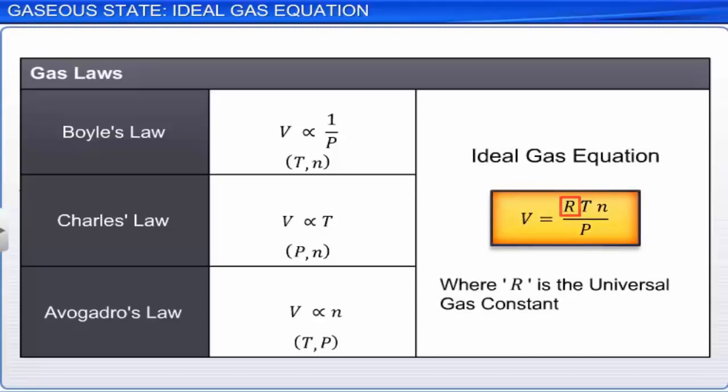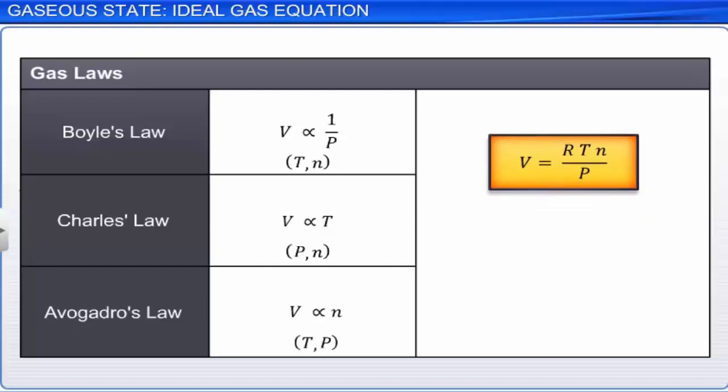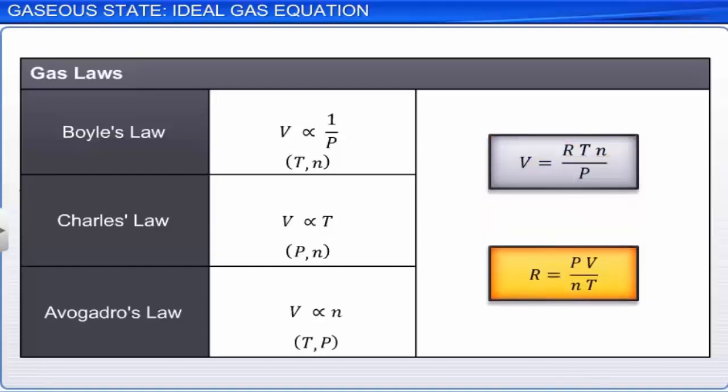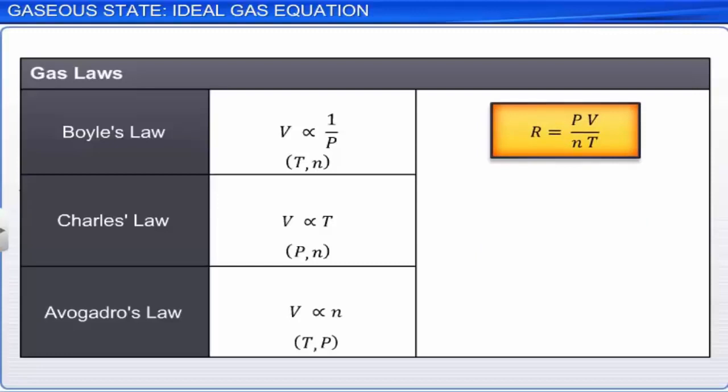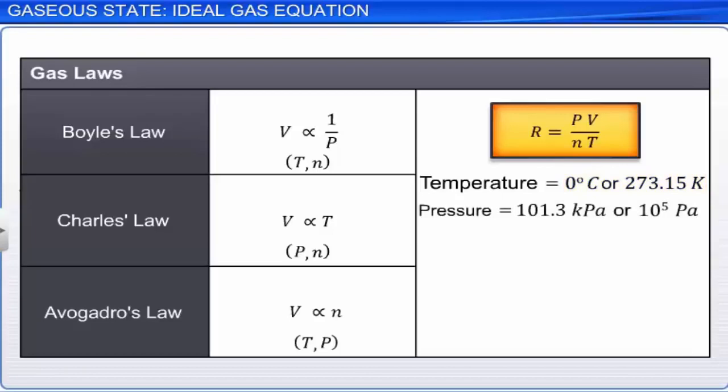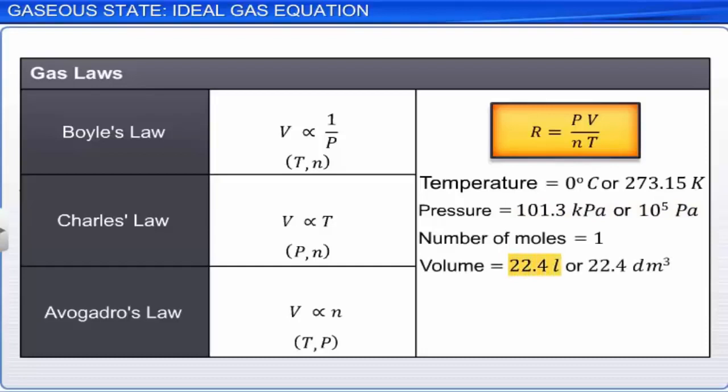To find the value of R, we need to rearrange the equation and substitute appropriate values of P, V, N and T. For example, under standard conditions of temperature, that is 0 degrees Celsius or 273.15 Kelvin, and pressure, that is 1 atmosphere or 101.3 kilopascal or 10 to the power of 5 Pascal, 1 mole of a gas occupies 22.4 liters or 22.4 cubic decimeter. On substituting the values in the equation, we can get the value of R as 8.314 joules per Kelvin per mole.